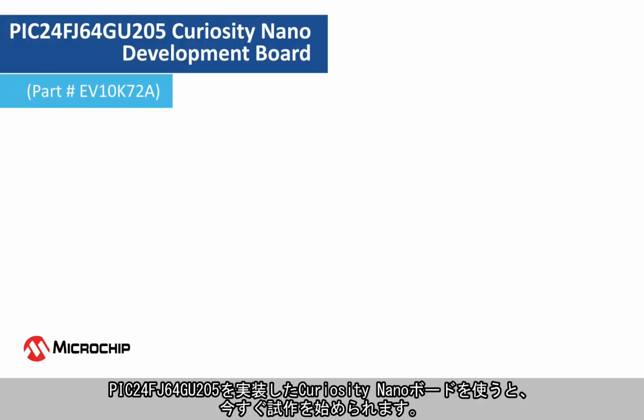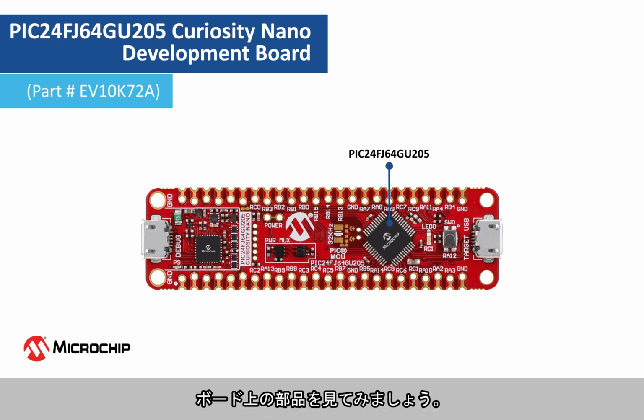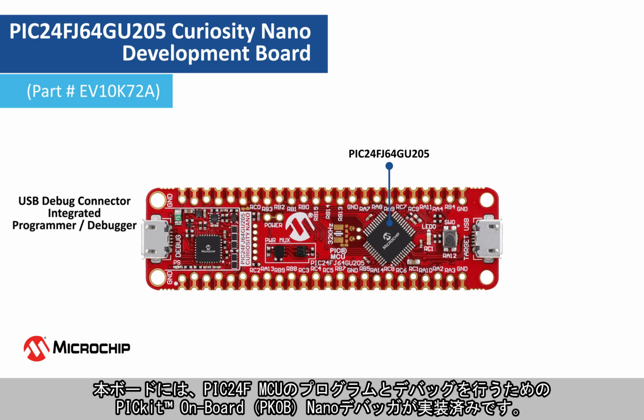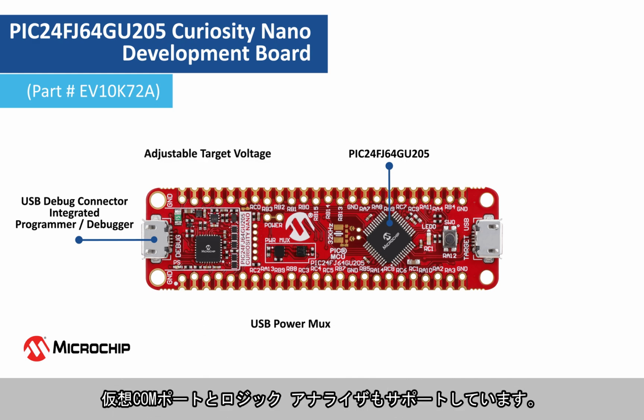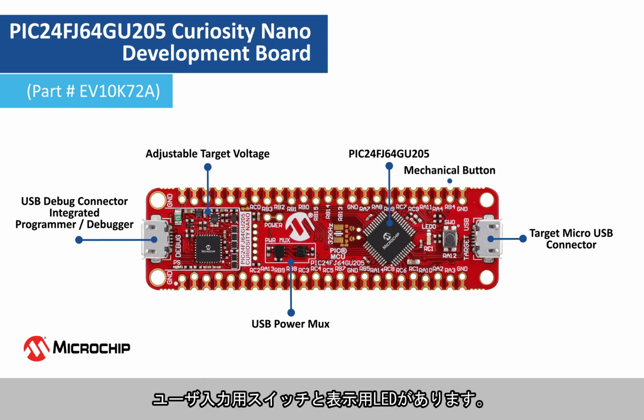You can get started prototyping your design using the Curiosity Nano board featuring the PIC24F GP24GU205. Let us look at the resources available on the board. The board contains a PICkit On-Board Nano debugger for programming and debugging the PIC24F MCU. It supports virtual COM port and logic analyzer. There is a target micro USB connector for developing USB device applications using the PIC24F's USB peripheral. There is a user switch for user input and an LED for indication.